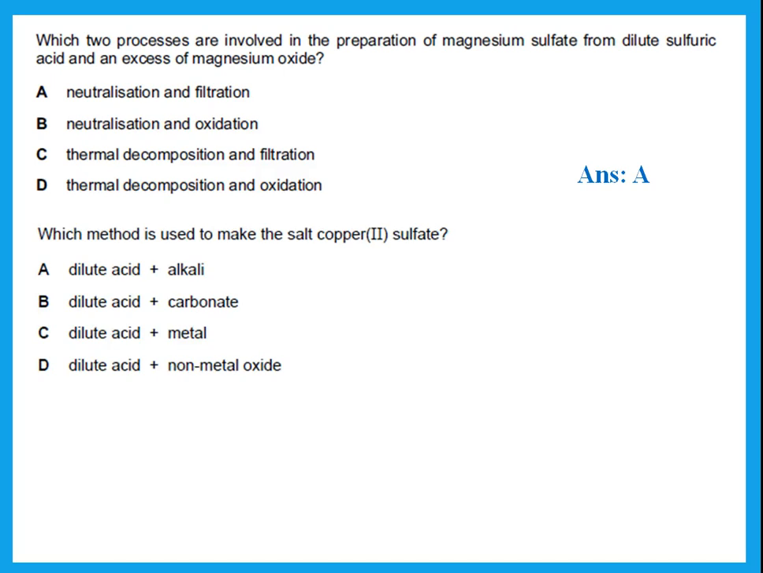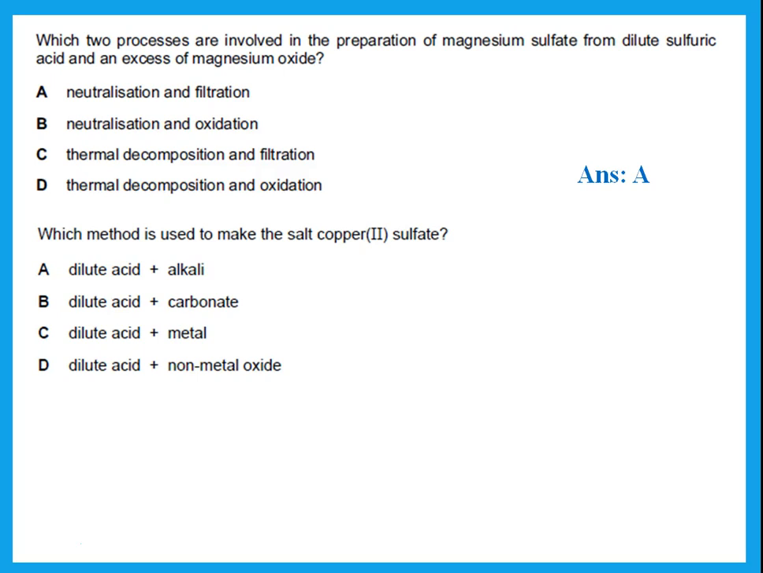Which method is used to make the salt copper sulfate? How did we make copper sulfate? We made copper sulfate from acid and what? Can I use alkali to make copper sulfate? First of all, I will need sulfuric acid, so I will need the dilute acid, plus what? In the experiment I explained, we used copper oxide. We said I cannot use only copper because copper does not react with acid. So I cannot say dilute acid plus metal.